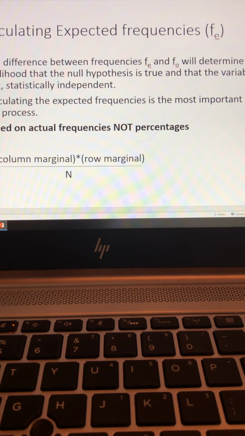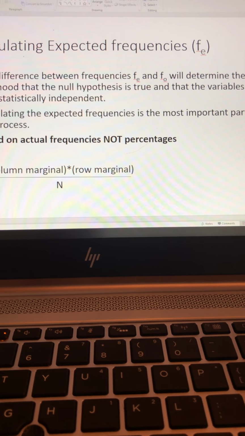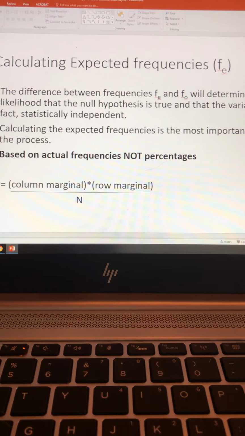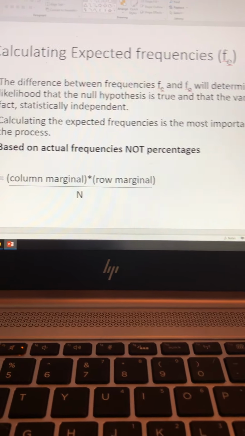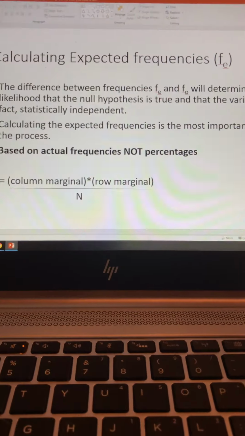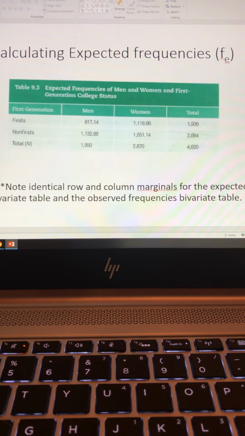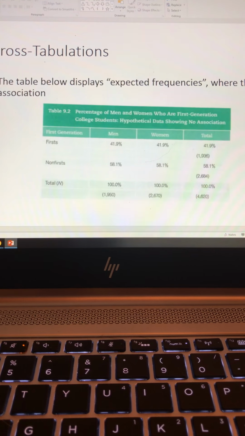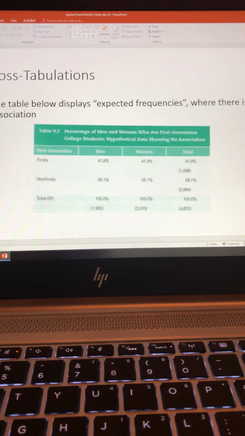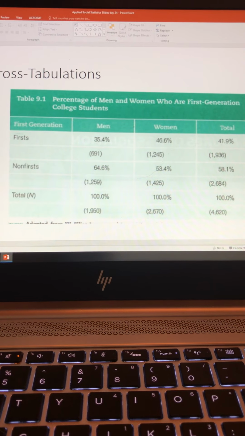So our decision of whether to go with the null or research hypothesis always comes down to comparing these two. The first thing we do is calculate these expected frequencies. The equation is: the expected frequency is equal to the column marginal times the row marginal divided by n. So let's go back here and take a look. They're based on frequencies, not percents. Key point number one: don't use the percentages, use the frequencies.